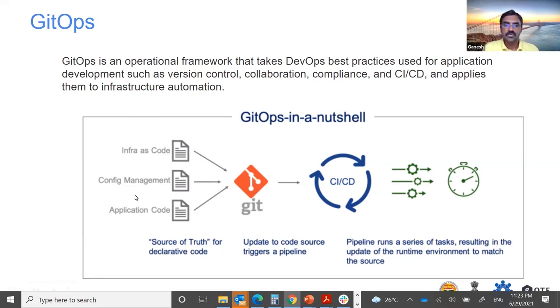One is infra as code, config management, application code, all these different source codes are available. Putting them into a Git repository, updating in the different version control, and then I run my CI/CD pipeline. So this CI/CD pipeline could be the technology partners, tools, right? It could be my service integrators, whatnot. All these different tasks I started creating as workflows from the infrastructure automation point of view.